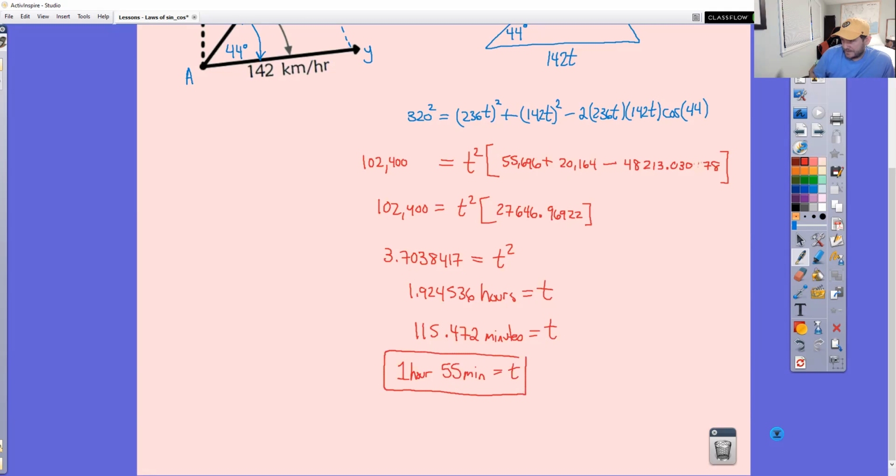And so that's telling you that just about 2 hours into their trip, the distance between the two planes would grow to be more than 320. That's when they would lose radio contact with one another. That is that problem. That is this homework.